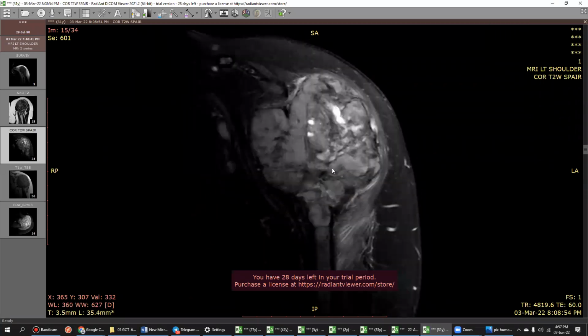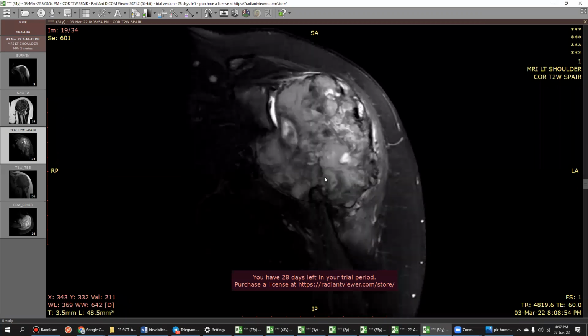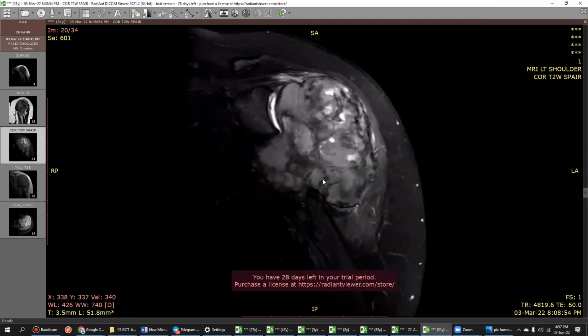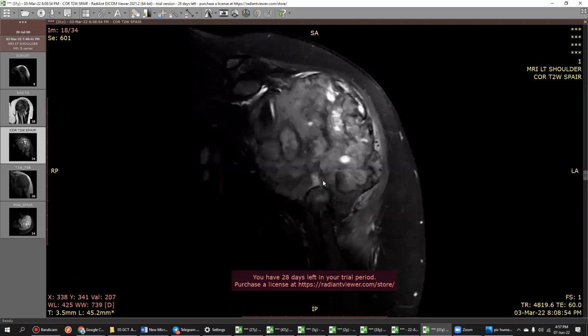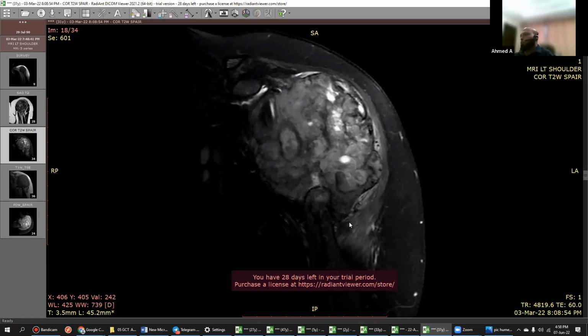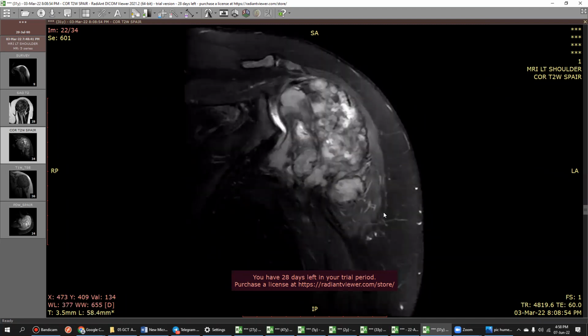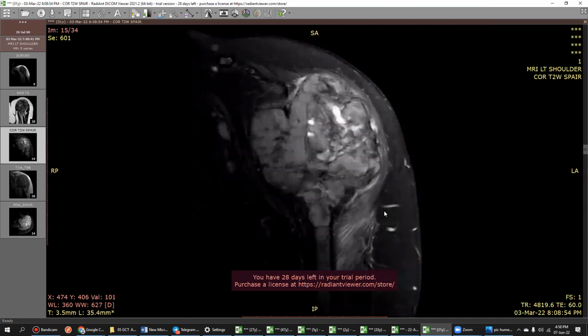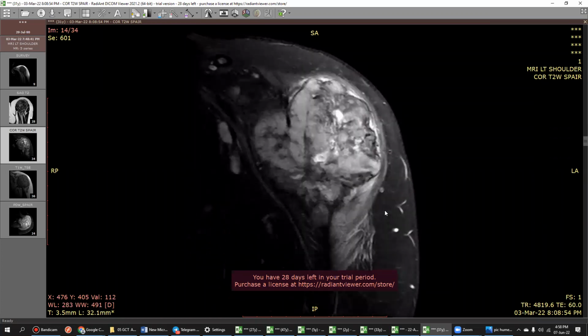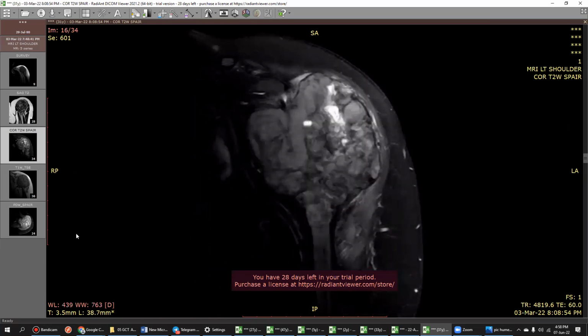Okay. So looking at these T2 images, I can see this lesion is showing a more T2 heterogeneous appearance with mixed areas of internal hypointensity and high signal, and I can see there is an associated soft tissue component as well. For the underlying bone, I would like to have a look at the T1.